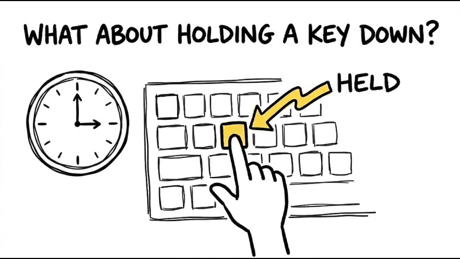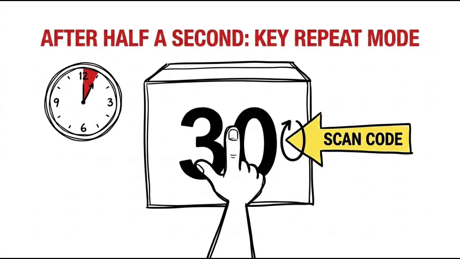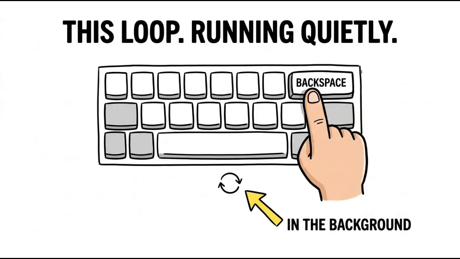What about holding a key down? Your keyboard doesn't keep sending signals the entire time. After about half a second, it enters key repeat mode and starts firing the same scan code over and over, about 30 times per second. Every backspace marathon you've ever had, that's this loop running quietly in the background.